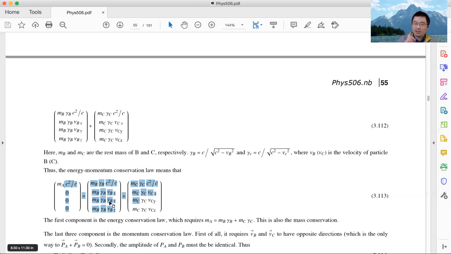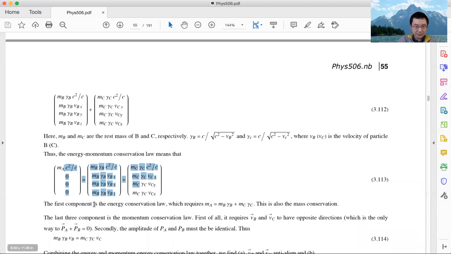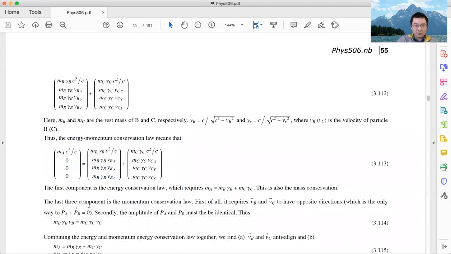Okay. So the bottom line is very nice. Everything is in this vector equals vector structure. So let's look into one component at a time. Let's first look into the first component. The first component, this guy, should equal the first component of the other side. The first component tells us this: MA equals MB times gamma B plus MC times gamma C. MA is the rest mass of particle A, and MB and MC are the rest masses of particles B and C.